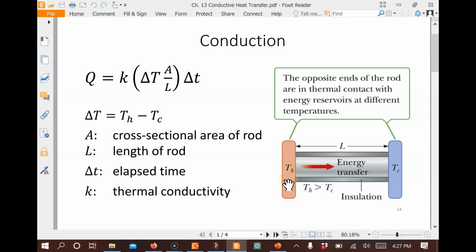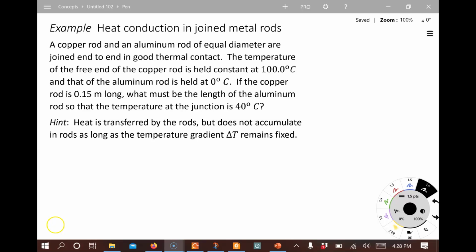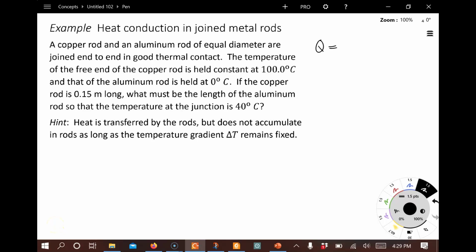And in our problem, we've got two rods that are connected somewhere in the middle. So we'll go ahead and draw a picture of that. So the equation is Q, the heat transfer during conduction, equal to K, the constant for thermal conductivity, multiplied by delta capital T times A divided by L times little delta t. Now we want to remember the difference: the capital T is for temperature, little t is for time. This is the total heat Q that is transferred through conduction in a certain amount of time, delta t.